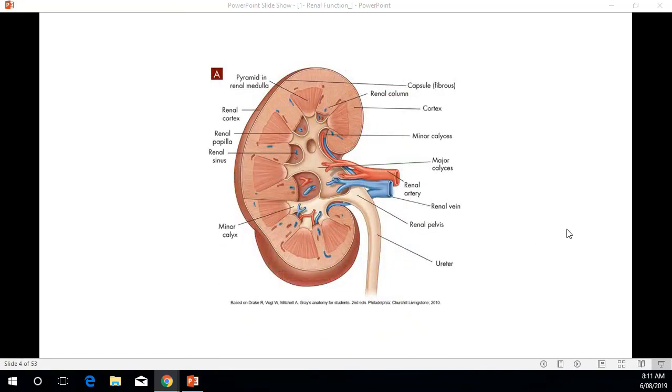Now looking at the kidneys more closely, if you cut open a kidney, you will see two distinct areas. The outer area is called the cortex, the inner area is called the medulla. So this is the cortex, and as you move in, this is the medulla. Now in the medulla, you will see what are known as renal pyramids. So the base of the pyramid is towards the outside and the apex is towards the inside. So you have these pyramids in the kidney. All right.